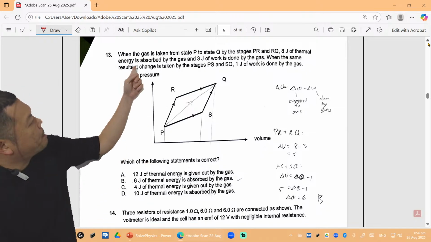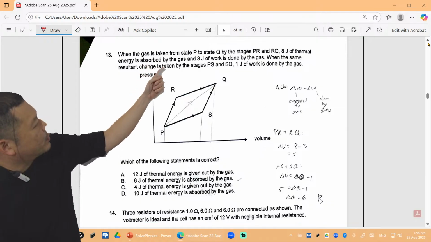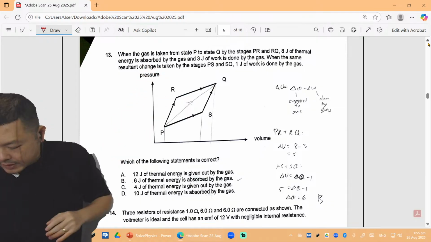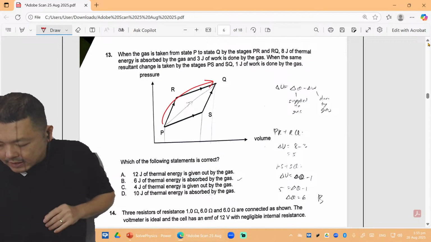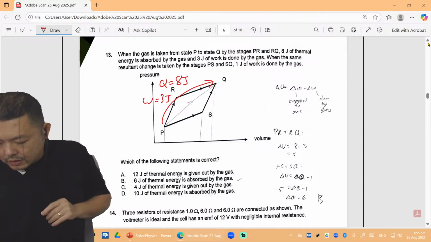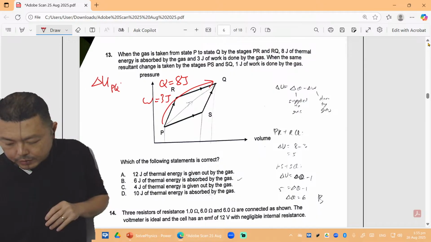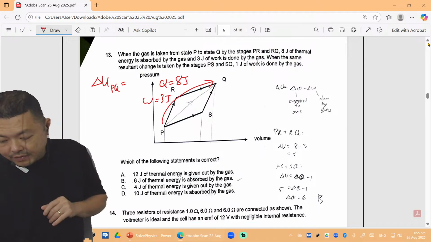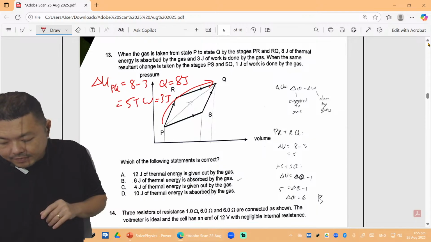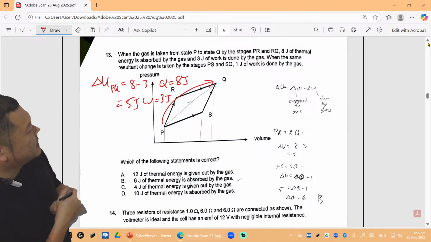8 joules of energy from PR and RQ. 8 joules is absorbed, and 3 joules of work is done by the gas. So PR and RQ is it? Yeah. So this one here, Q is equal to 8 joules. The W is equal to 3 joules. So the change in internal energy from P to Q is 8 minus 3, right? 5 joules, right? Okay, so that's the change in internal energy.